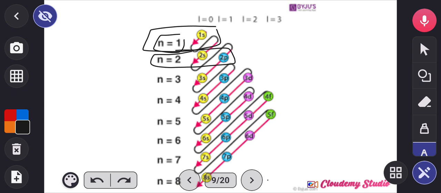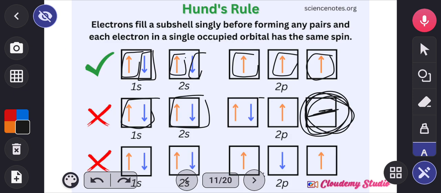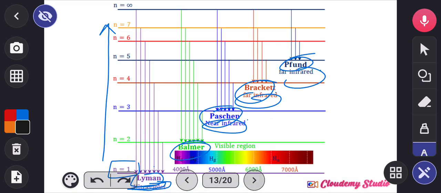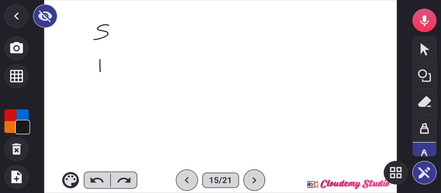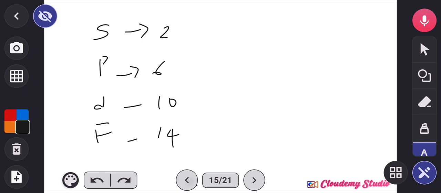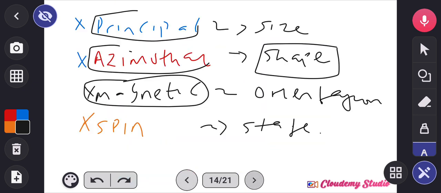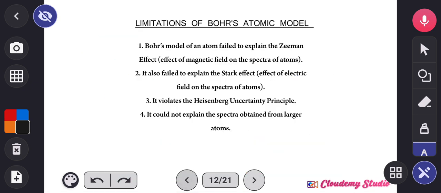Now the question is, how do we fill orbitals? How do we arrange electronic configuration? I've already mentioned the concept of SPDF. I did not mention the maximum number of electrons that should be present in each of these orbitals. The maximum number of electrons in S is 2, the one for P is 6, the one for D is 10, and the one for F is 14. Now, how do we write electronic configuration? Those are part of the things that we'll be mentioning in our next video.